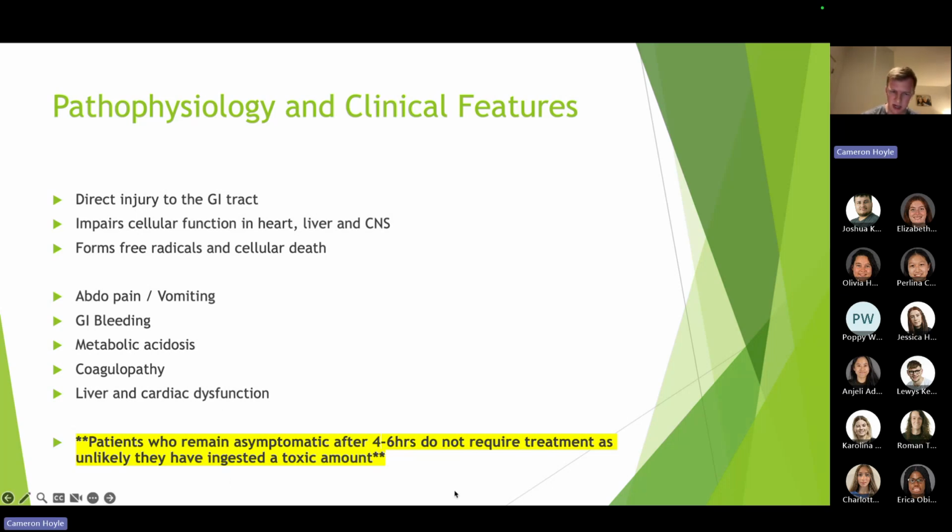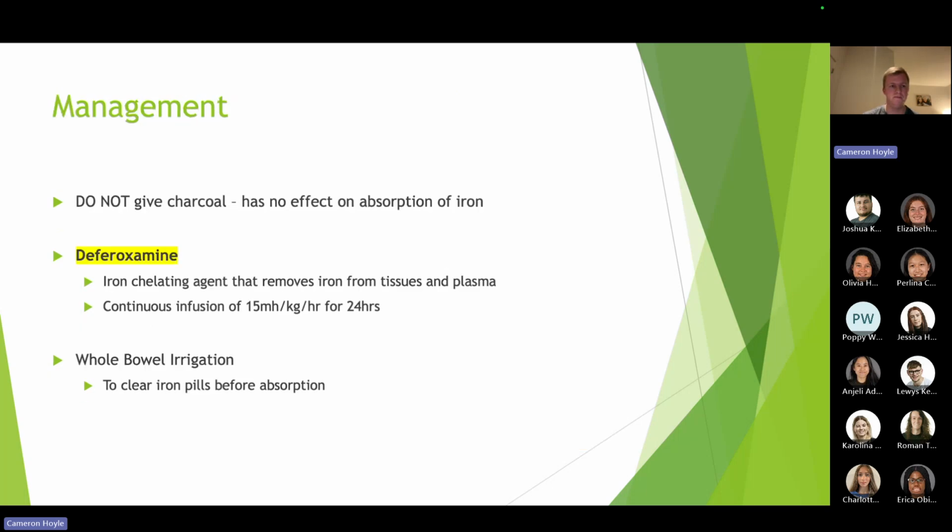The thing you'll see in the textbooks is that patients who aren't symptomatic after 4 to 6 hours of ingesting the iron don't require treatment because they're unlikely to have ingested a toxic amount of the iron. So that's just a note.